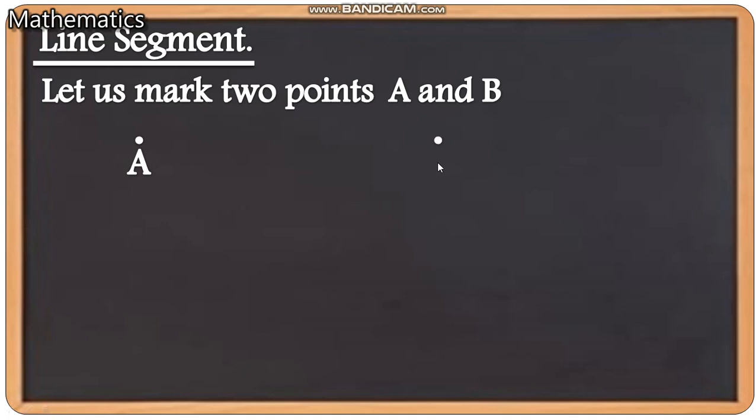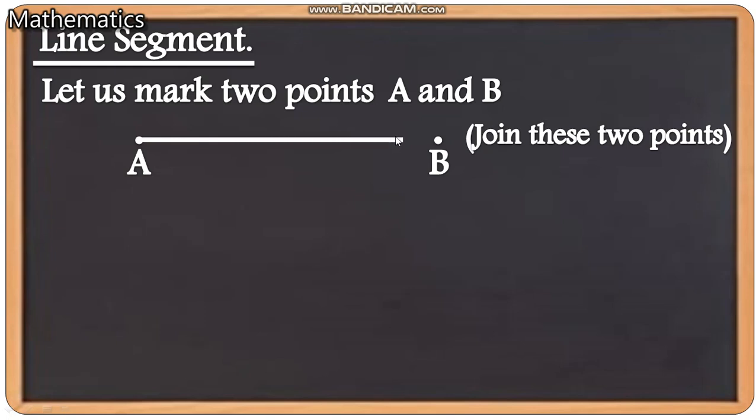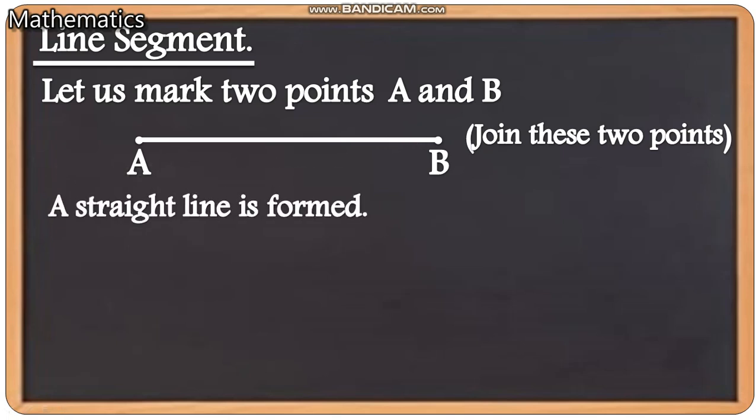Listen, my mouse pointer. Point B. Now join these 2 points. From here to here I am drawing a line. Okay, now what did we get? We got a straight line formed.